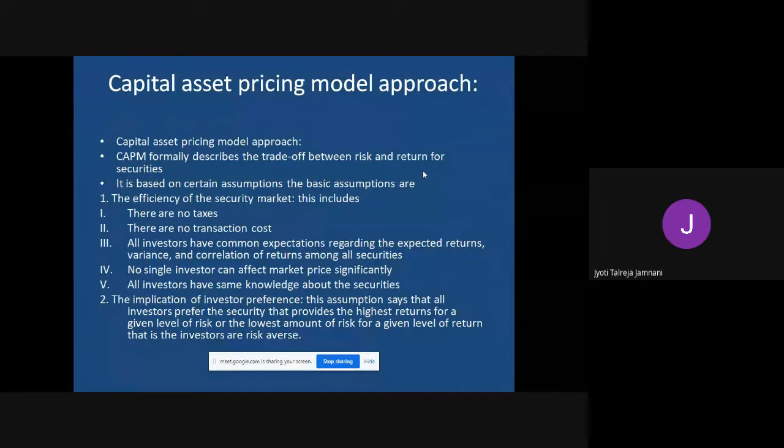First, under efficiency in the security market, they say there are no taxes, which is again not true, because we have to pay taxes on the dividend received, on the shares sold, and on whatever profit we earn. Then there are no transaction costs. This is also not true. Whenever you tell your broker to buy or sell shares, he will deduct some brokerage fees for the things he is doing for you. So there are transaction costs.